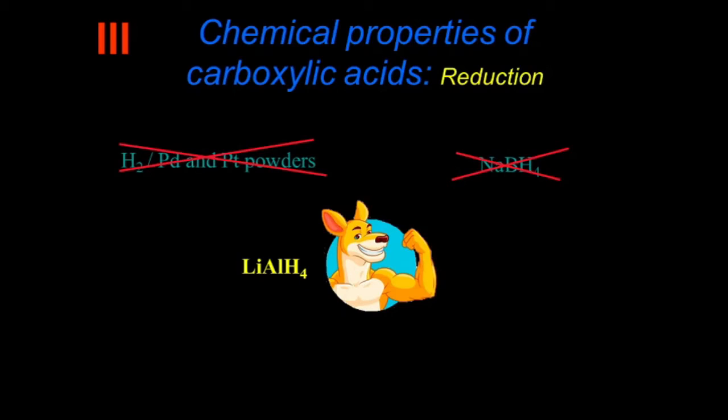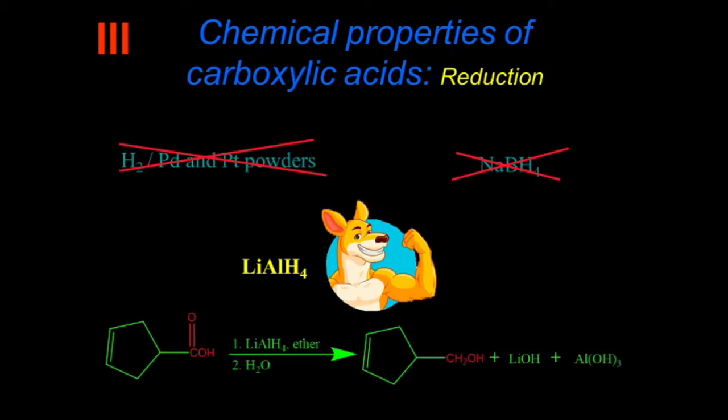Reduction of a carboxyl group with this reagent is commonly carried out in diethyl ether. The initial product is aluminum alkoxide, which is then treated with water to give the primary alcohol, and lithium and aluminum hydroxides. These two hydroxides are insoluble in diethyl ether and are removed by filtration. Evaporation of the ether solvent yields the primary alcohol.